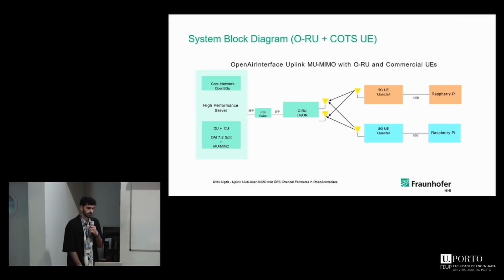And this is a very similar second system diagram, where we replaced the USRP-based system with a Lite-On ORU running OAI in the 7.2 split mode, and using commercial off-the-shelf UEs, namely Quectel modems connected to Raspberry Pis. But the overall idea is very similar.